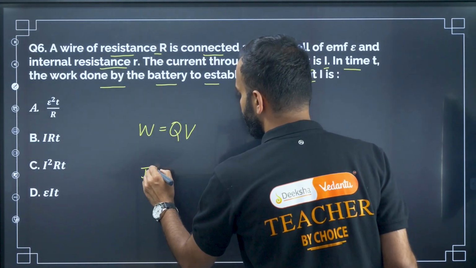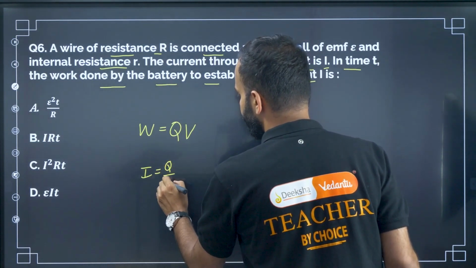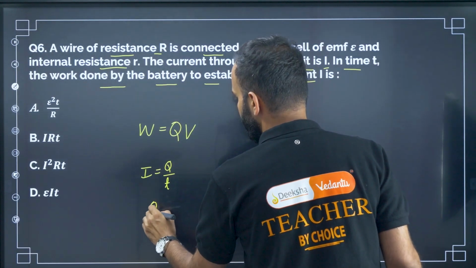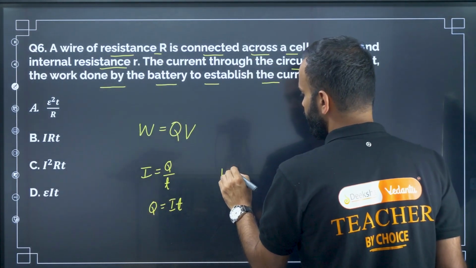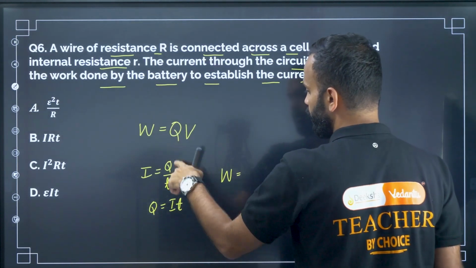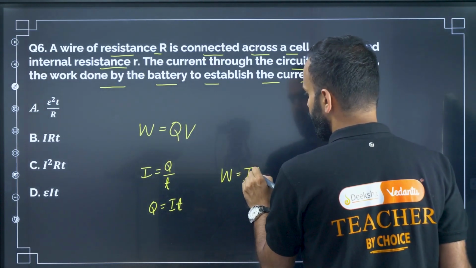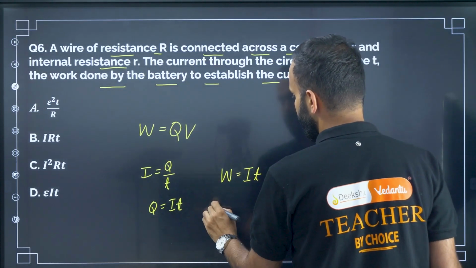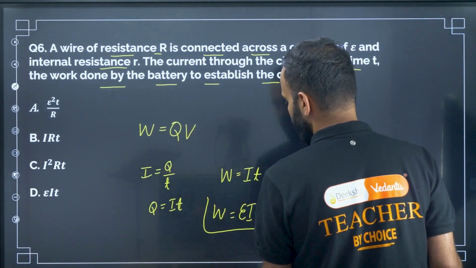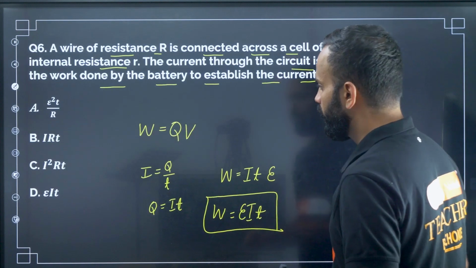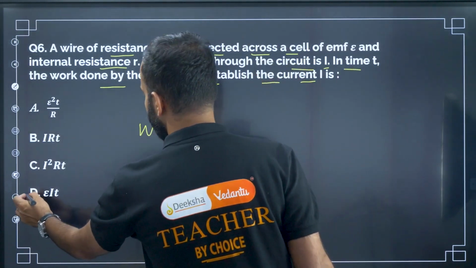We know that current I equals Q divided by t, so Q equals I into t. Now work done is Q into V, that is I into t into V. V is E, so I can write work done W equal to EIt. So the correct option is D.